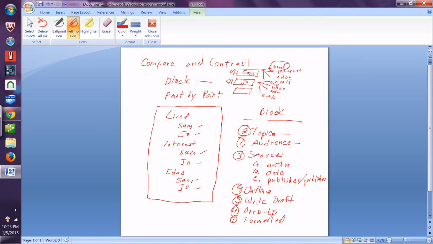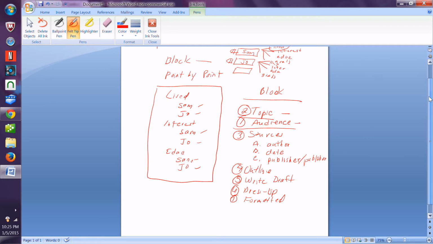So right now we're looking at audience, we're looking at topic, and we're going to look for block by block organization. So pick your topic. This week, pick your topic and tell me your audience. And then find your sources.